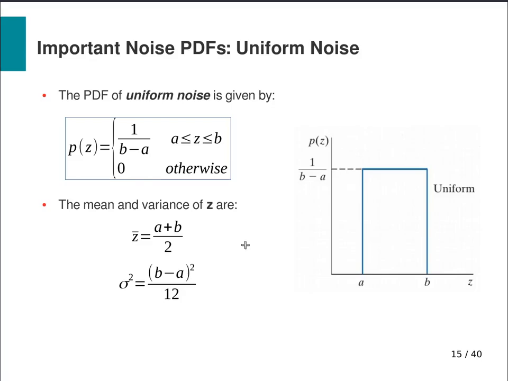So the PDF for the uniform noise is given by this equation. P of z is 0 when z is outside the range a and b. If z is in the range a and b, the value is going to be 1 over b minus a. And this is the graphical representation of the uniform noise. As for the mean and variance of the uniform noise PDF, the mean is going to be a plus b over 2, and the variance is b minus a squared over 12.